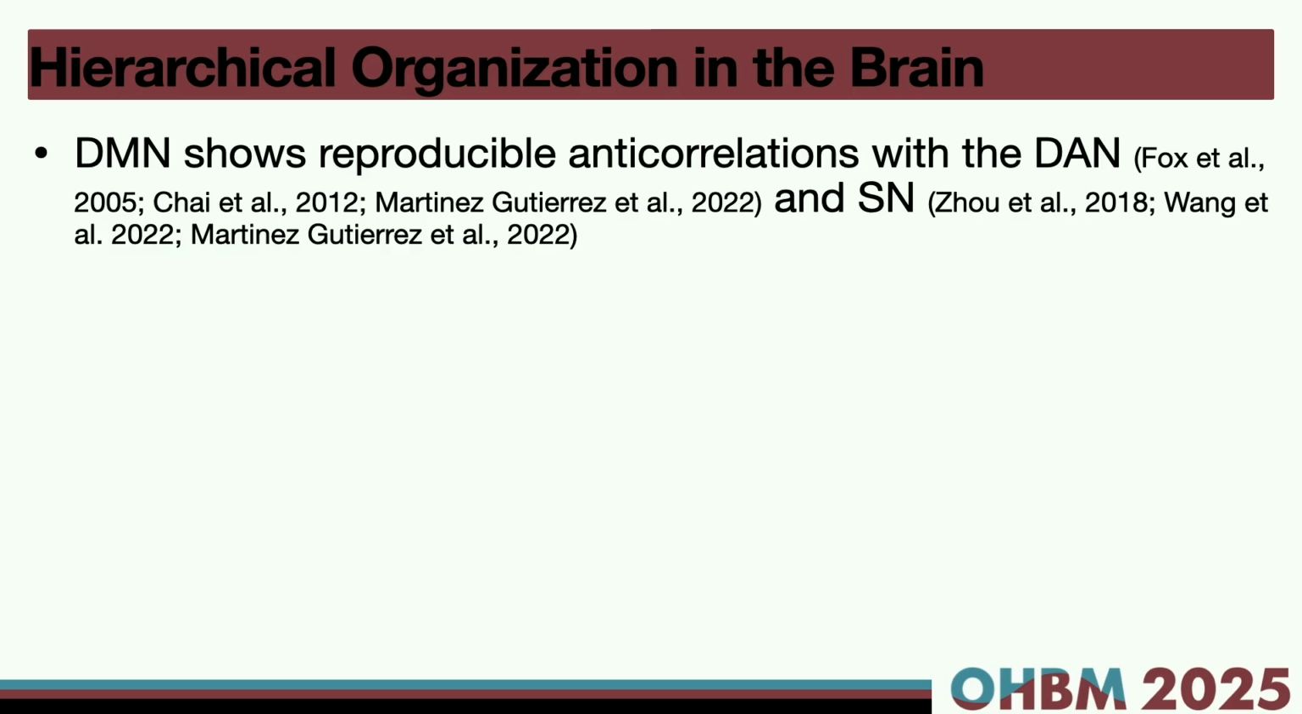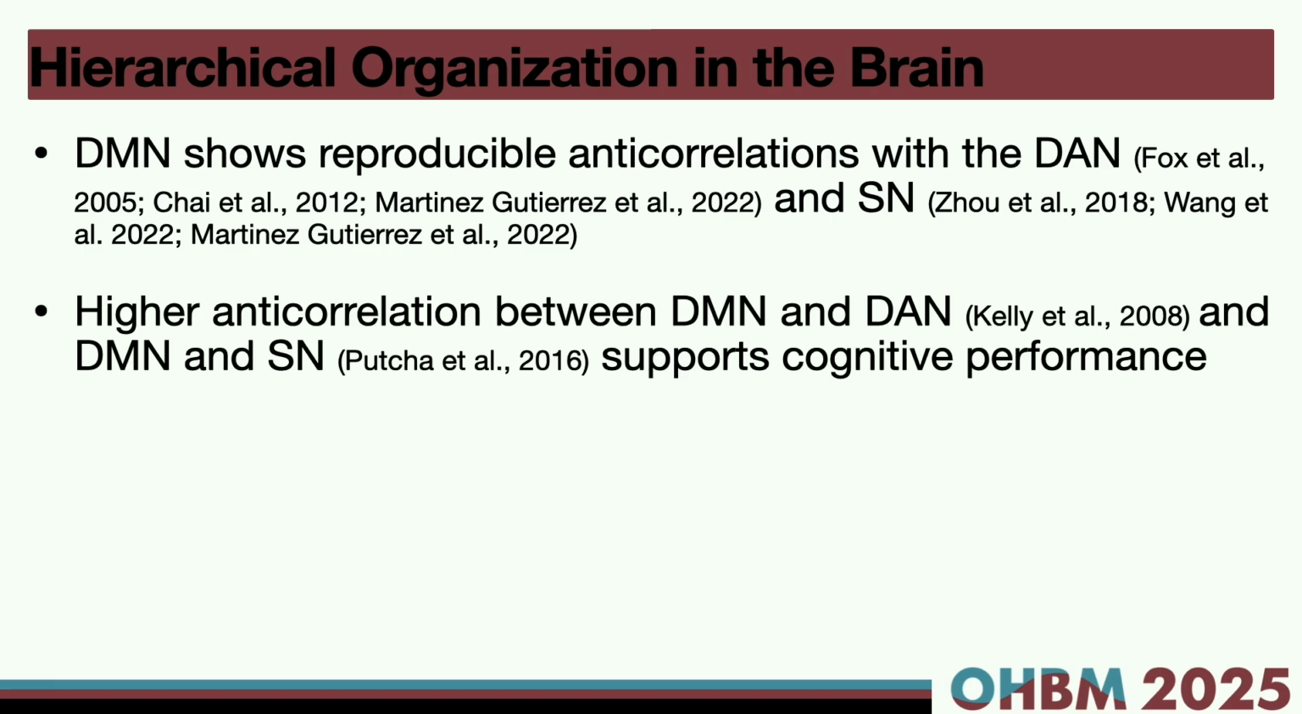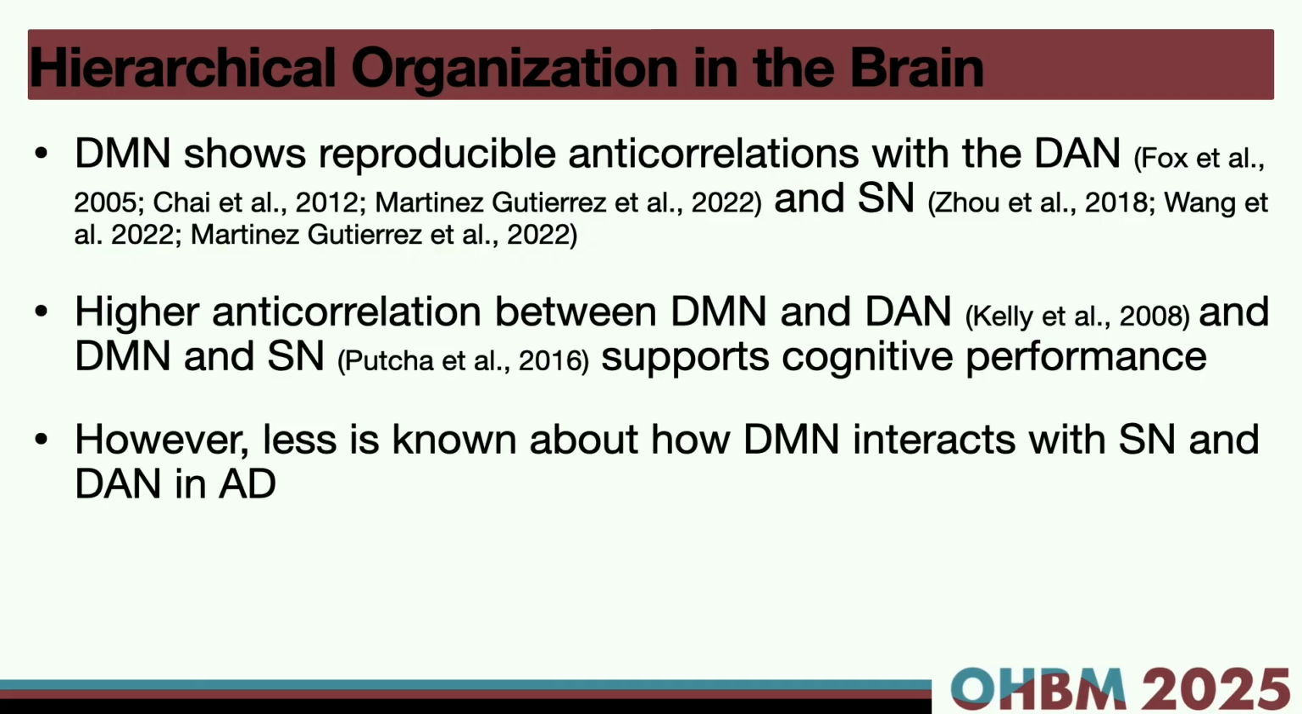Also, the brain has a hierarchical organization. The DMN shows reproducible anticorrelations with task-positive networks, such as the salience network and dorsal attention network. And this anticorrelated nature was found to be related to higher cognitive performance. However, it's unclear how the DMN interacts with the task-positive networks in Alzheimer's disease.